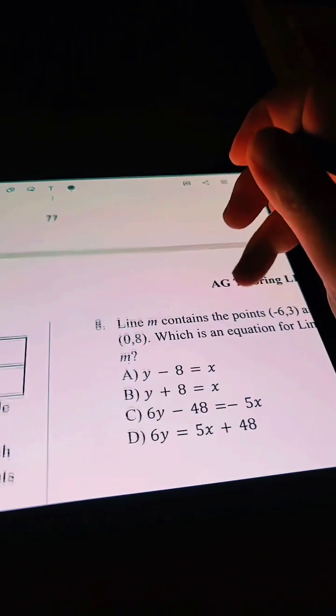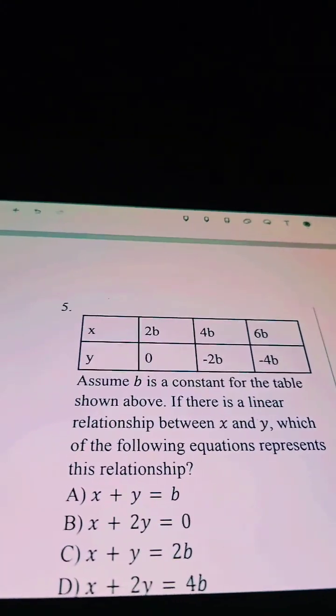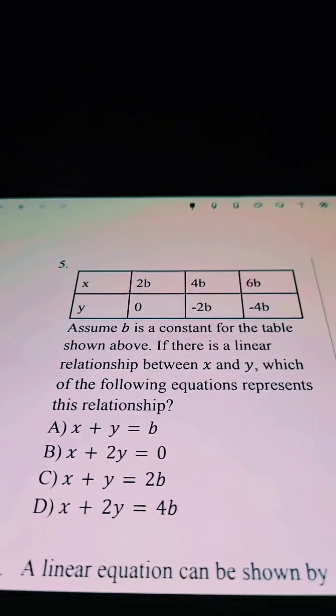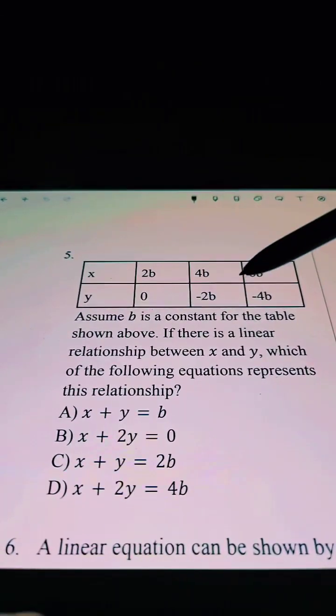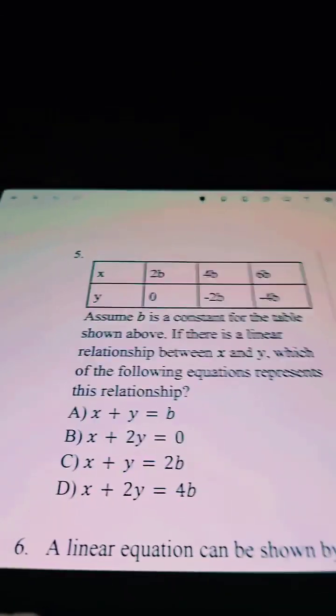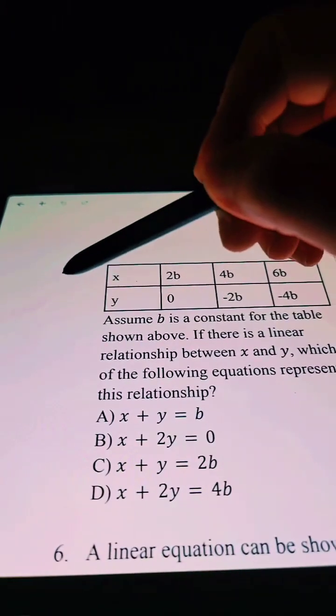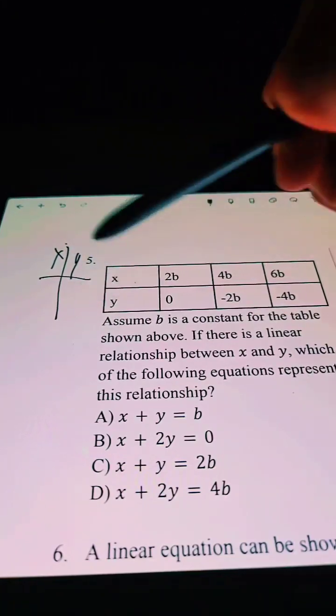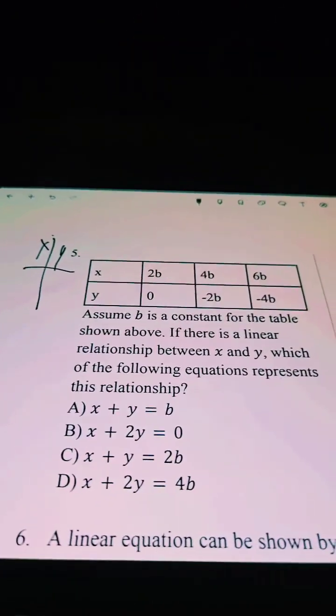So let's go to number 5 right over here. For number 5, we have this little table. People get confused with these because they aren't used to sideways tables as much, but this is literally the same thing as the XY table that you're used to.